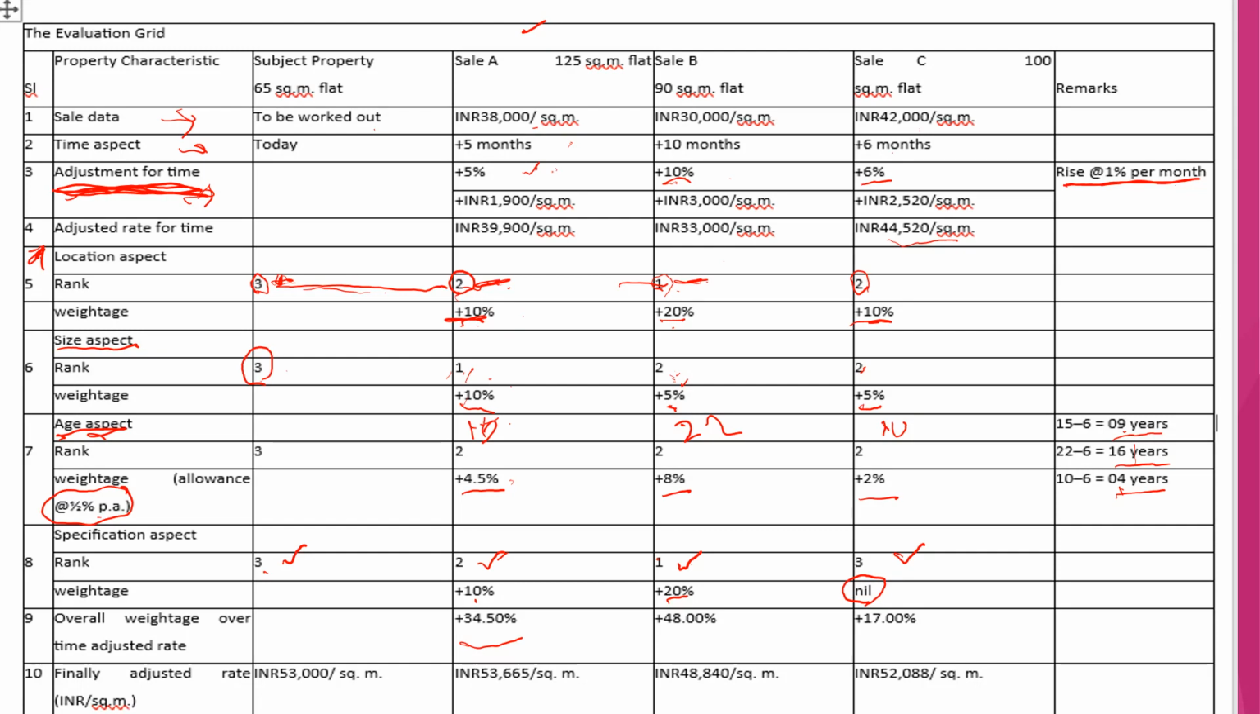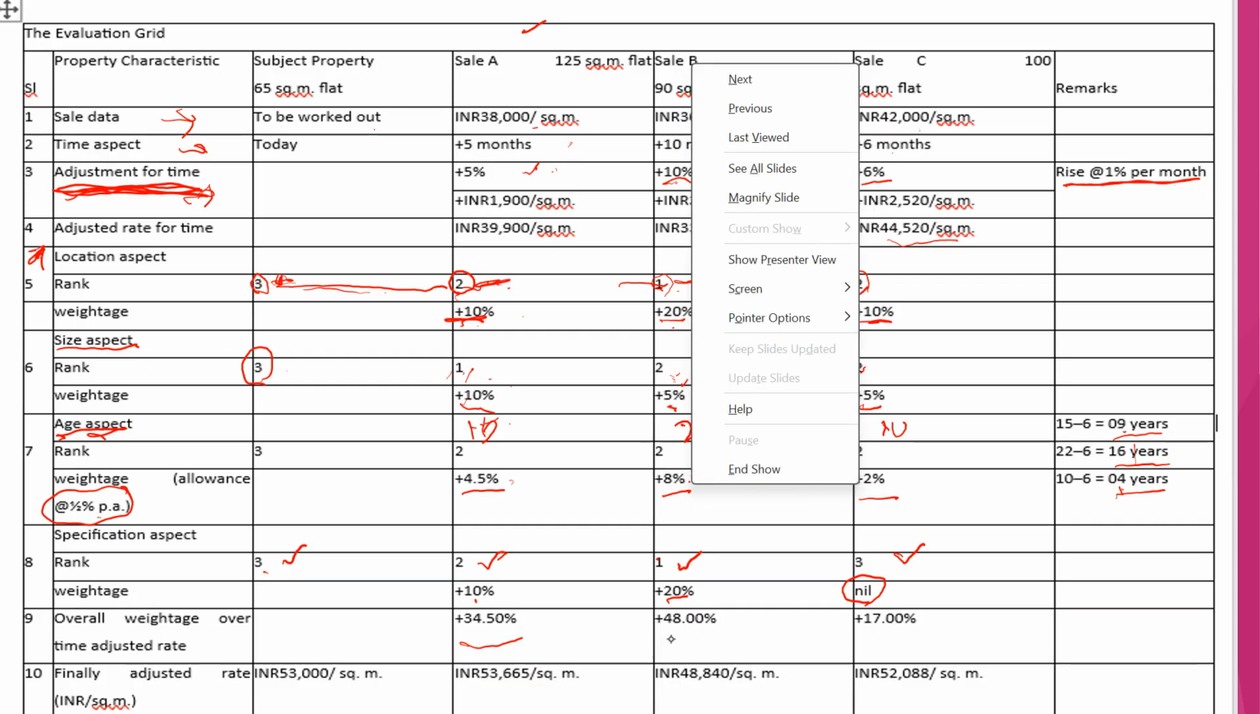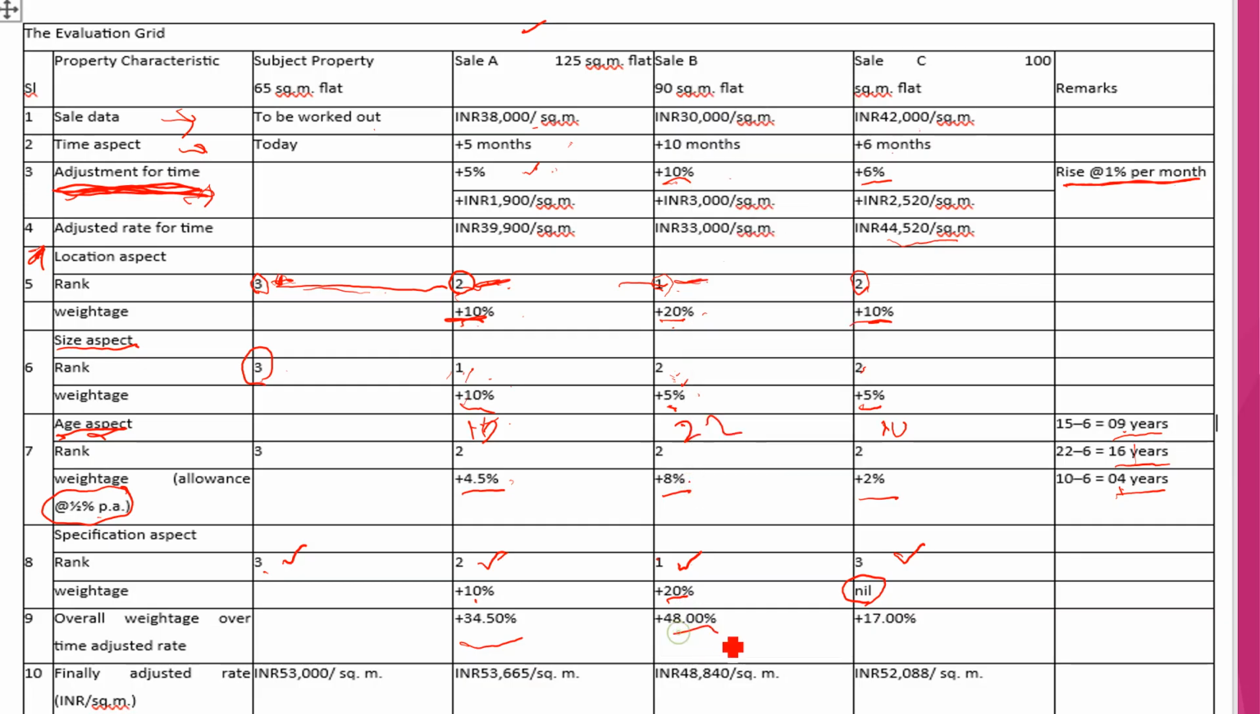Similarly, see here the difference: 20% plus 5%, 25 plus 8, and plus 20%, that is 48%. Similarly, 10% plus 5%, 17%, so plus 17%. So you apply this weightage to 39,900 multiplied by 1.345. It is 53,655.